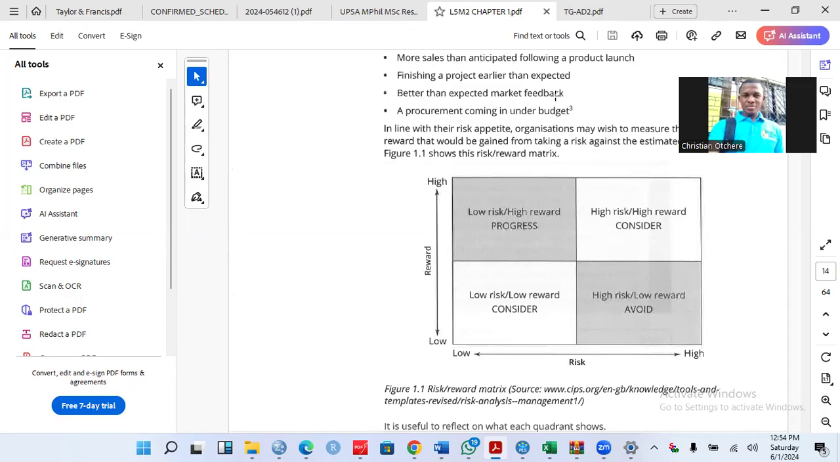Then we can look at high risk, high reward. Investing in software like ERP, enterprise resource planning, is a very expensive investment. High risk in terms of financial risk. But if you are able to successfully roll it out, especially for a transnational organization, it will go a long way to benefit the organization. The reward is so high, but the risk is also very high.